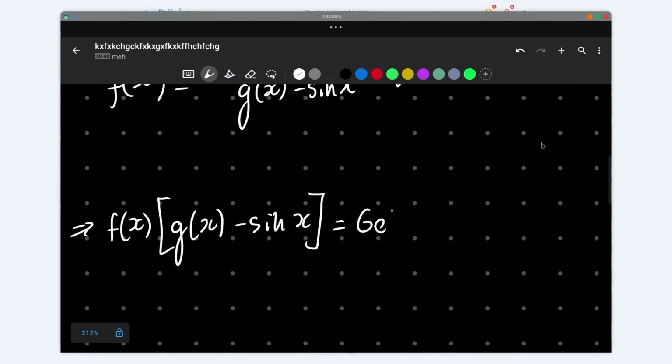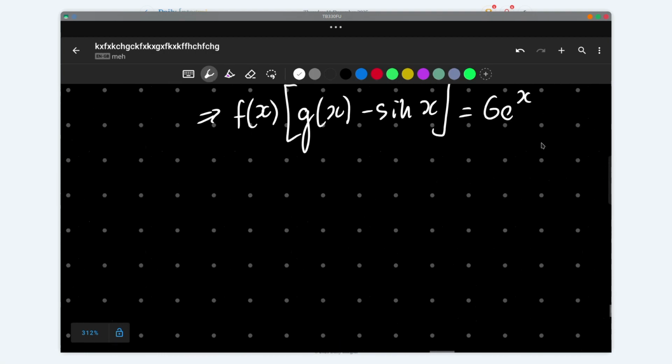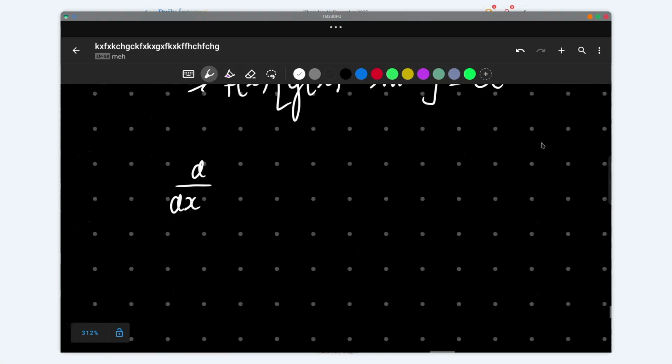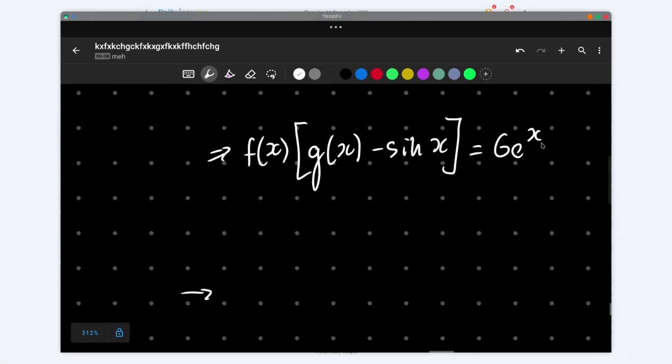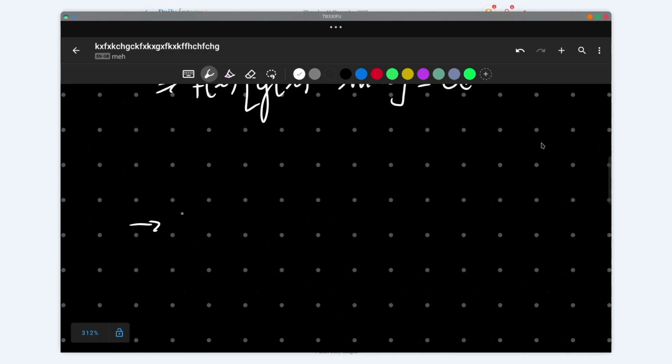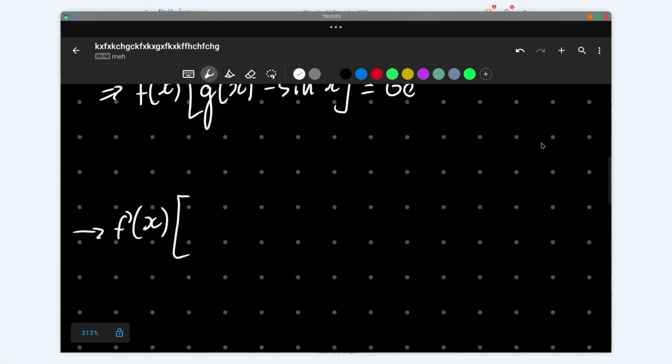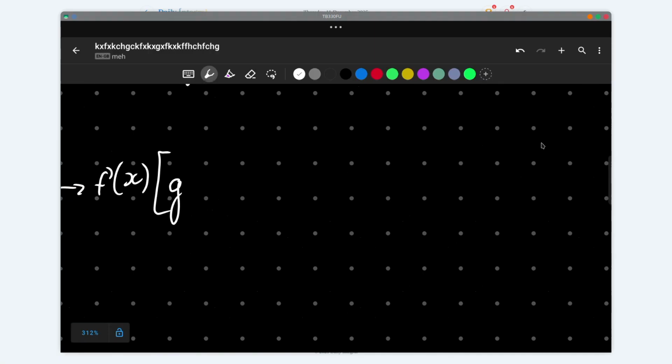Six e to the x. So then if I differentiate both sides, which I'm not going to write out mathematically, I'm just going to do it, you'd have f prime of x times that expression, which is the part that we need.